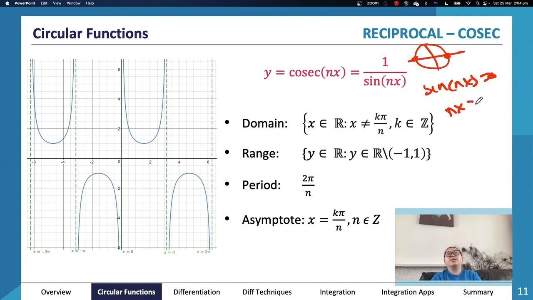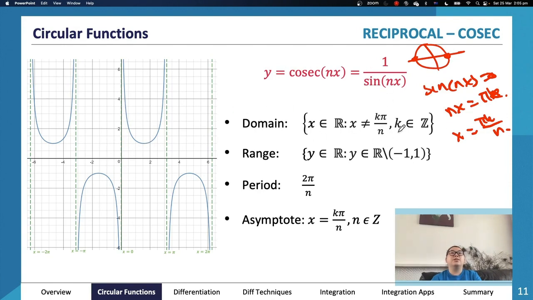So we're going to think that it's going to be pi k, let's say. So it can be any number of cycles of pi. Therefore we're just going to get x equals pi k over n. And that's where we can see what's going on. Then in terms of the period, it's going to have the same period. So that's the domain, that's why we have the asymptotes there. In terms of the range, it's because that's where the minimums and maximums are, the smallest value versus the largest value, and that's why we have a range which is excluded there.